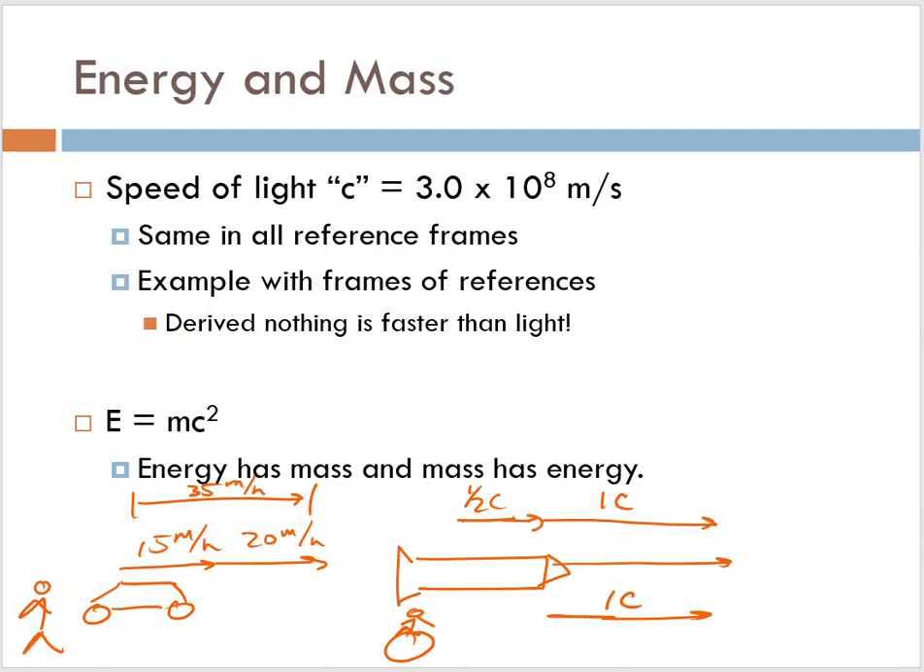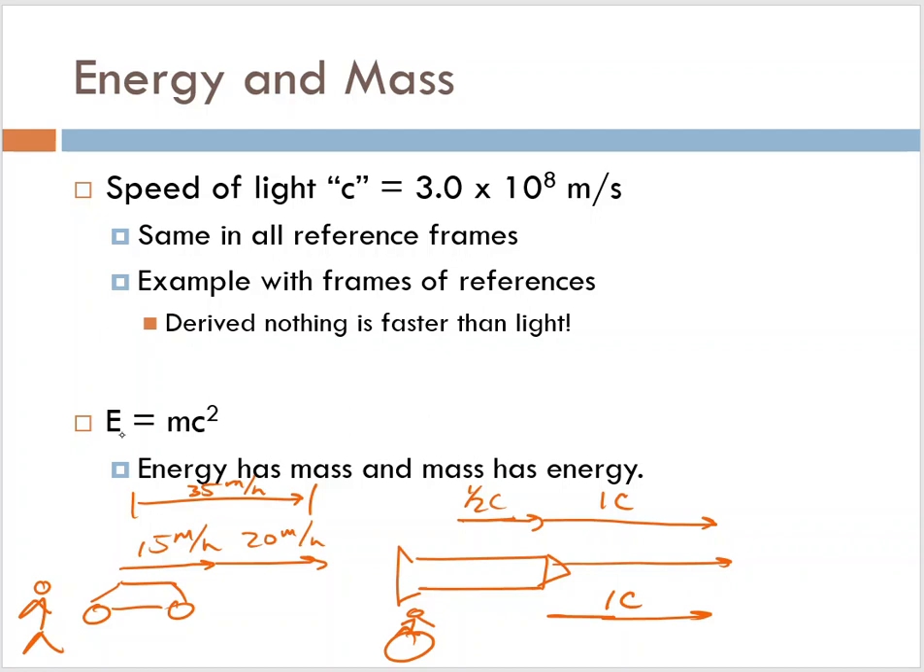There's nothing faster. Once it gets up to the speed of light, it's not going to go faster than c. It's impossible to go 2 c or have something traveling 3 times the speed of light. According to different reference frames, they're just going to see it as 1 c.